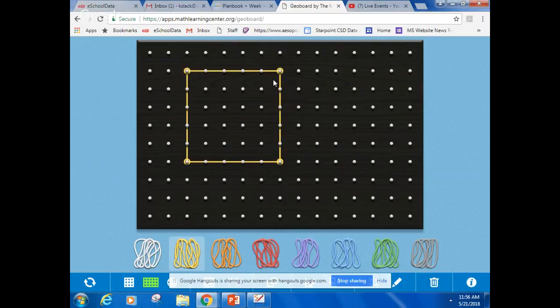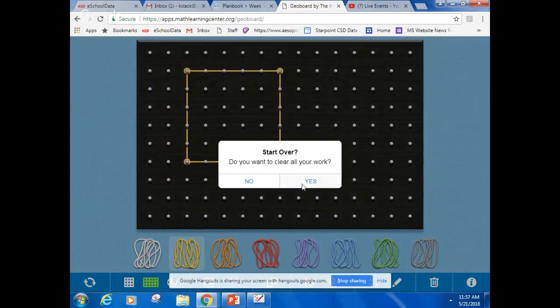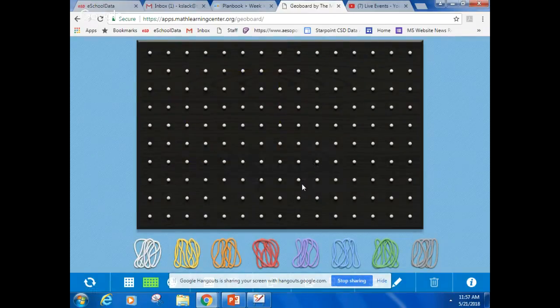Now for perimeter, you're going to take the length of the outside of the shape. So count them up. Really, you're doing 4 times the length, which is 4 times 5, and you get 20 units when you're talking about a 5 unit square. Now, to clear it, you're going to go down to the bottom and hit start over. It's going to ask you if you want to clear it and you just say yes. So then you move on to the next one, which is 8 units.